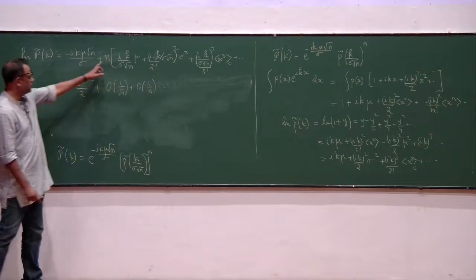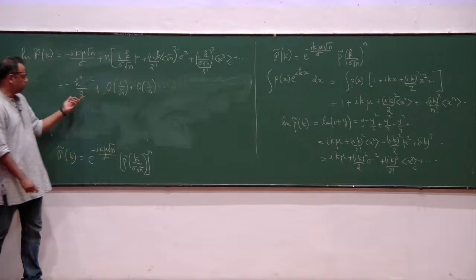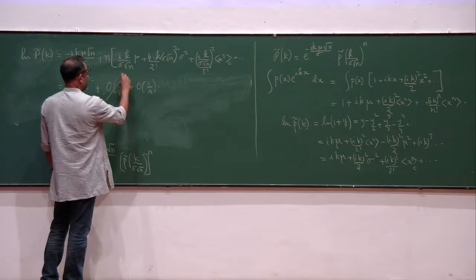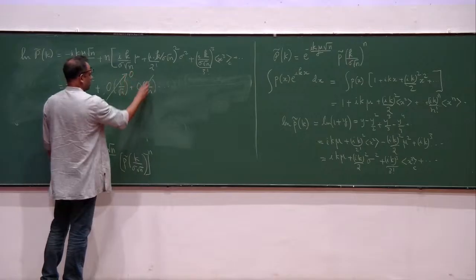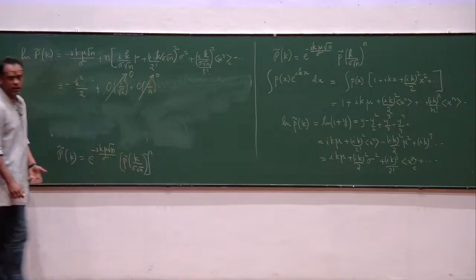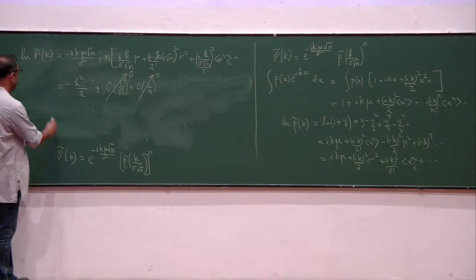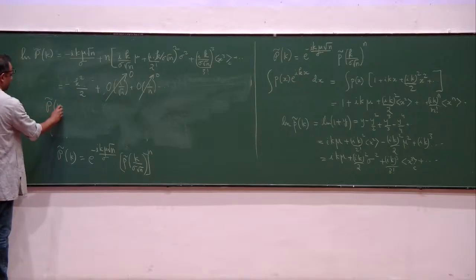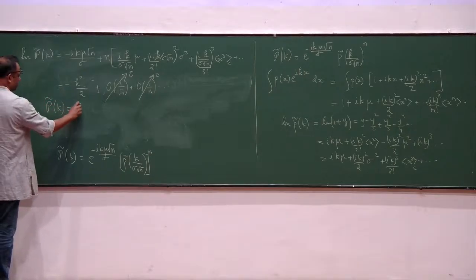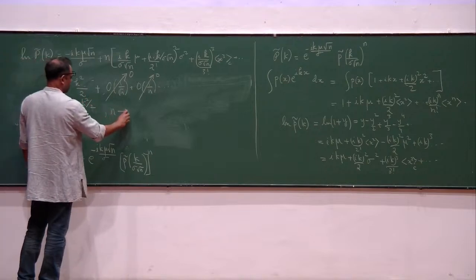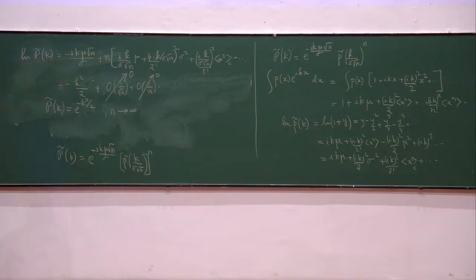Okay, so I have just done an expansion. And I see that the first term is independent of n. The next one is order 1 by root n. So when n goes to infinity, this goes to 0, this goes to 0, and so on. And I'm left with an answer which is minus k square by 2, which is independent of the initial distribution I started with. So your p tilde of k is e to the power minus k square by 2 when n goes to infinity. So that is the essence of the central limit theorem.